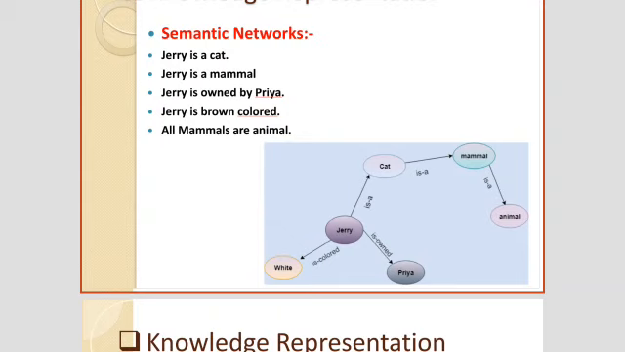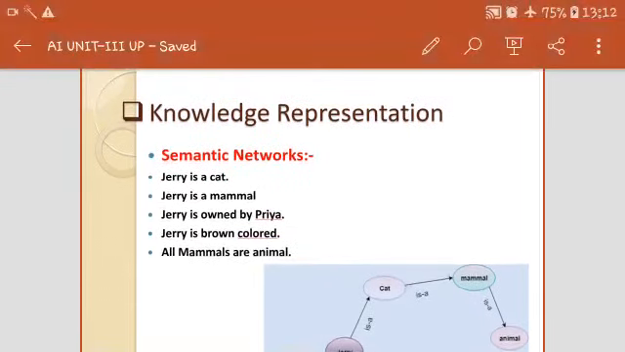Now next, Jerry is a cat, and we know that a cat is a mammal. So we write over here that a cat is a mammal. So indirectly we say that Jerry is a mammal. Now next, all mammals are animals. So this is a kind of relationship. If mammals are animals and a cat is an animal, then indirectly we say that Jerry is an animal. These are the things with the help of which we represent the semantic network.